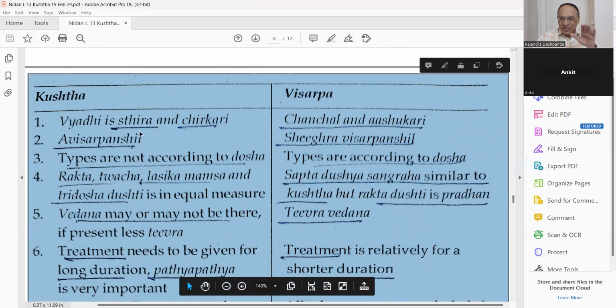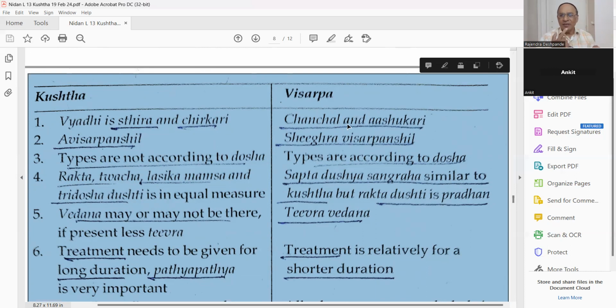Kushtha Vyadi is sthira and chirakari. Visarpa is chanchala, very spreading, and ashukari. For example, from yesterday I have a rash on the body everywhere, spreading fast, only since the last day. That is ashukari and spreading, erysipelas or cellulitis. Now, Kushtha is slower than Visarpa. It is not spreading all over the body. But yes, Visarpa is a Shigra Visarpakari.